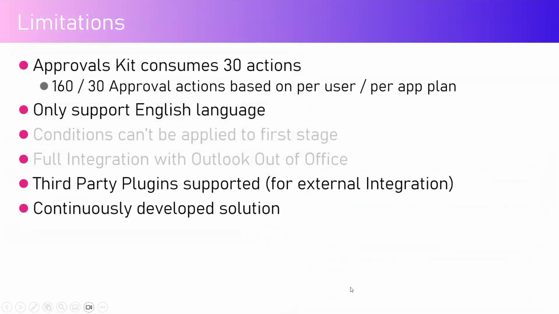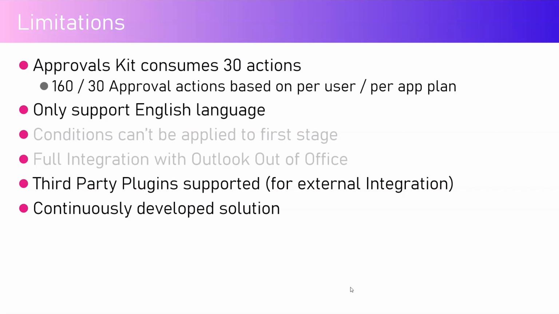Limitations. Now, approval kit consumes 30 actions, so around 160 or 30 approval actions based on per user or per app plan, for a single process. That means there is a lot of activity going on in the backend once you see that approval mechanism in place. Now it only supports the English language.